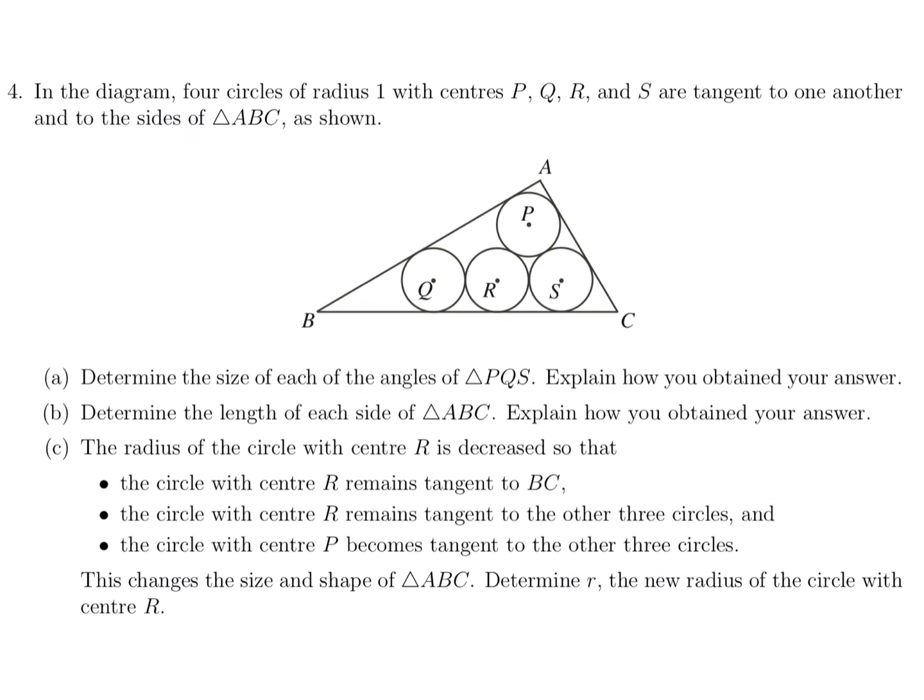In the diagram, 4 circles of radius 1 with centers P, Q, R, S are tangent to one another and to the sides of triangle ABC as shown. Determine the size of each of the angles of PQS. PQS, okay.